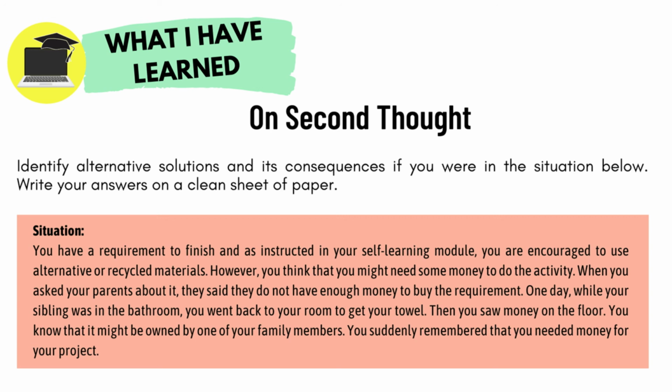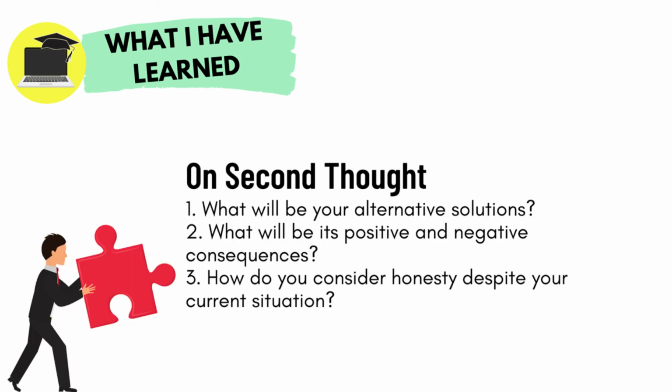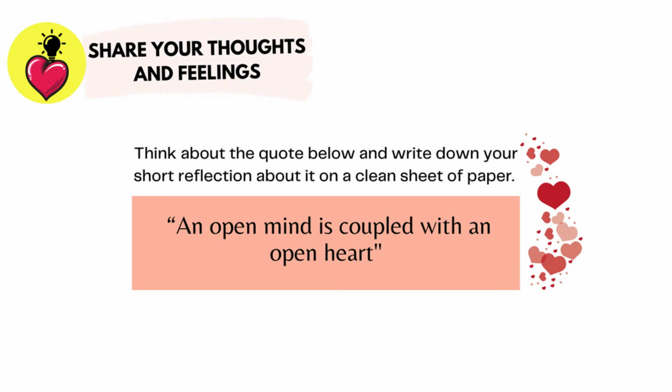One day, while your sibling was in the bathroom, you went back to your room to get your towel. Then, you saw money on the floor. You know that it might be owned by one of your family members. You suddenly remembered that you needed money for your project. Number 1, what will be your alternative solutions? Number 2, what will be its positive and negative consequences? And number 3, how do you consider honesty despite your current situation? Share your thoughts and feelings.